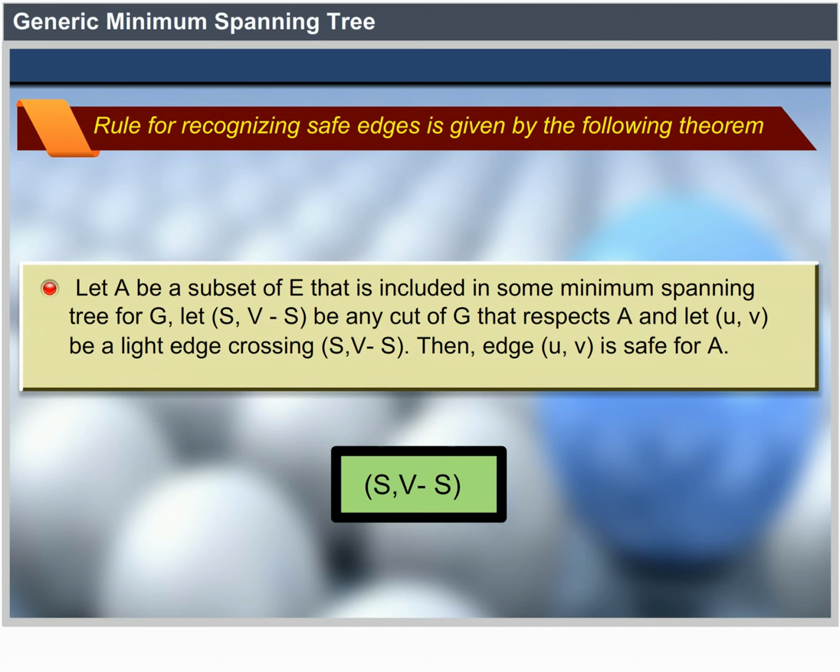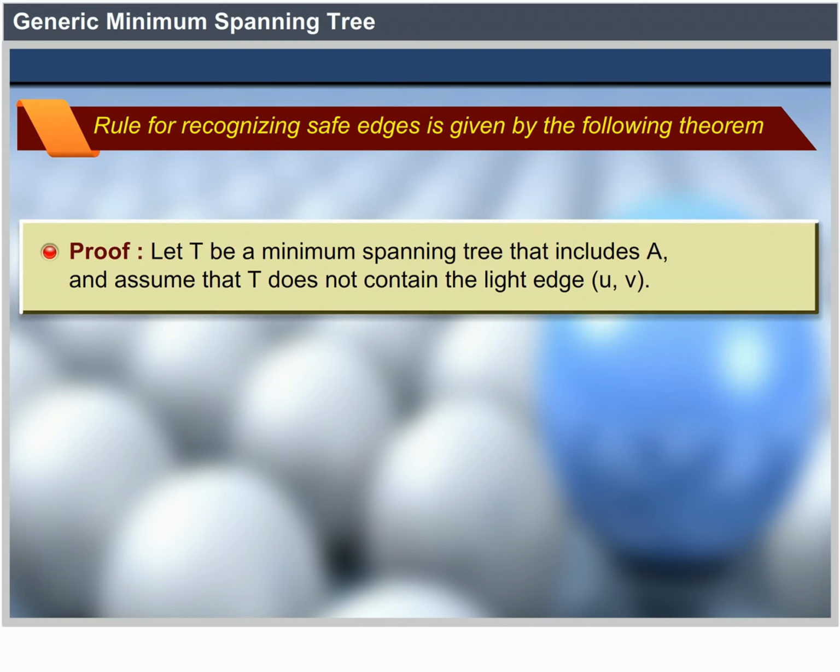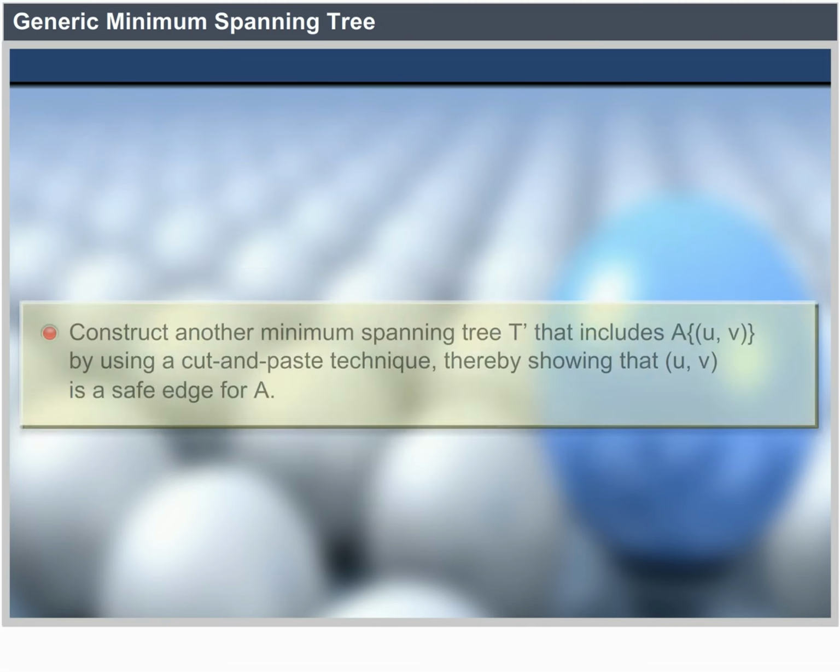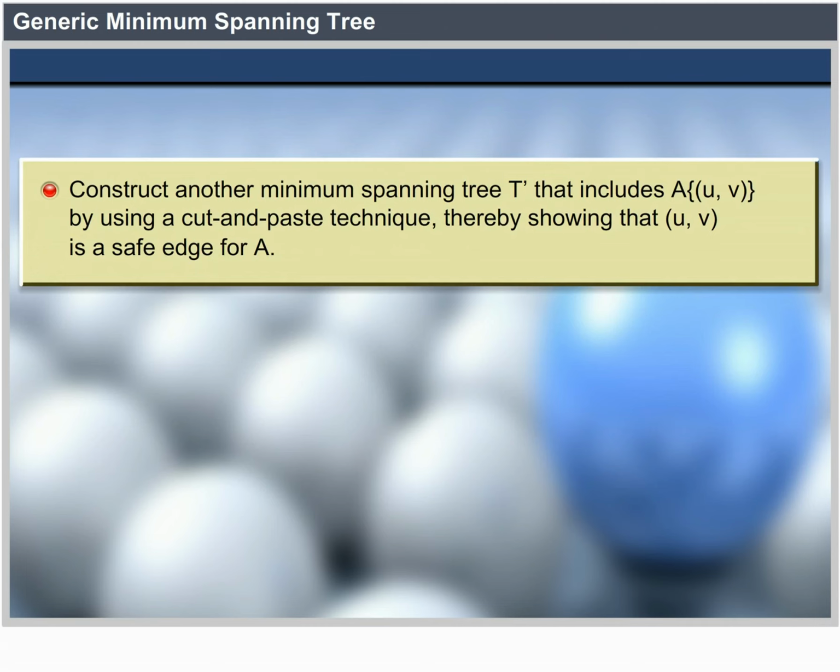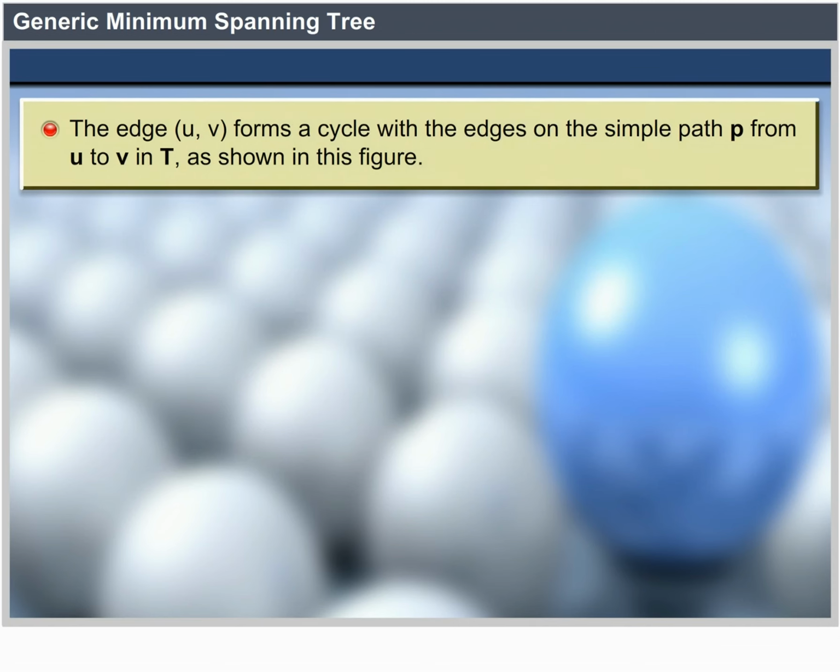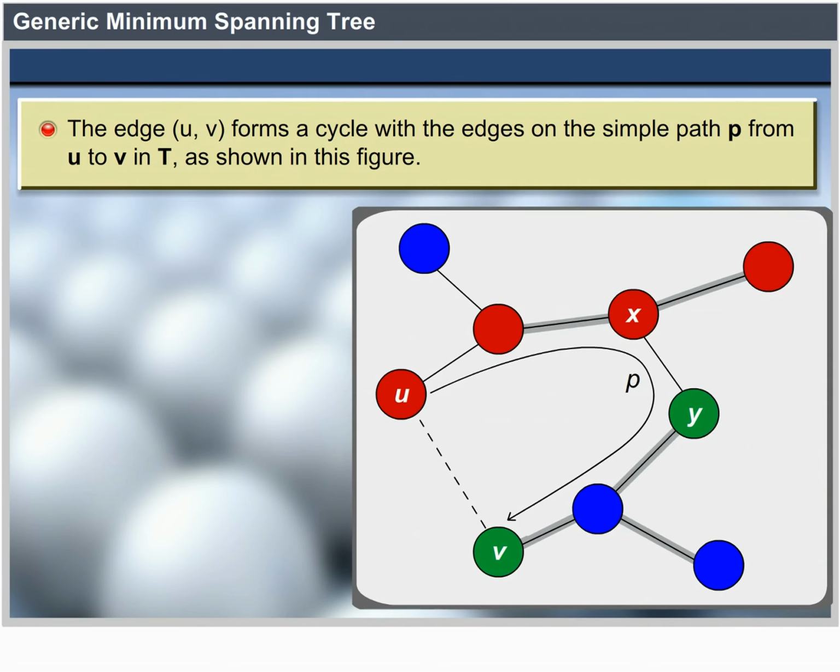Proof: let T be a minimum spanning tree that includes A and assume that T does not contain the light edge (u, v). Construct another minimum spanning tree T' that includes A union {(u, v)} by using a cut and paste technique, thereby showing that (u, v) is a safe edge for A. The edge (u, v) forms a cycle with the edges on the simple path P from u to v in T, as shown in this figure.